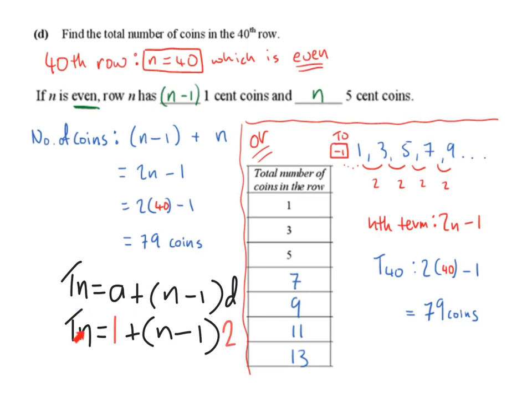So we get Tn equals 1 plus bracket n minus 1 times 2. We bring down the 1 and the plus. Then n multiplied by 2 is 2n. And minus 1 multiplied by 2 is minus 2. And then we simplify, so we bring down the 2n. And 1 minus 2 is minus 1. And again, we end up with the nth term being 2n minus 1.